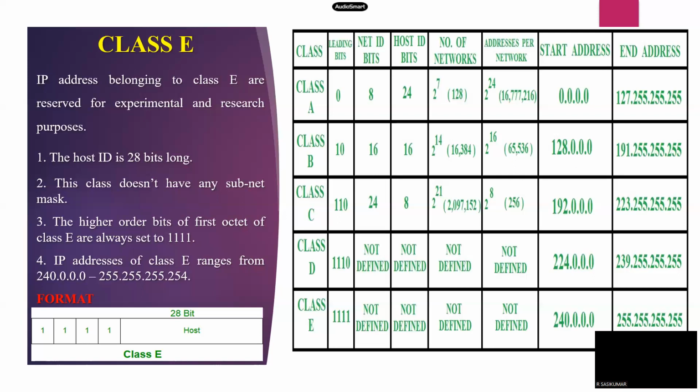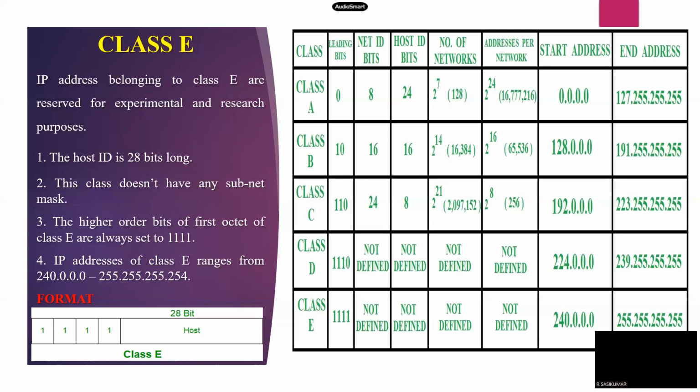Class A: the starting address is 0.0.0.0 and the end address is 127.255.255.255. Most MNC companies use class A. Class B is for middle-sized organizations. The starting address is 128.0.0.0 and it ends with 191.255.255.255.